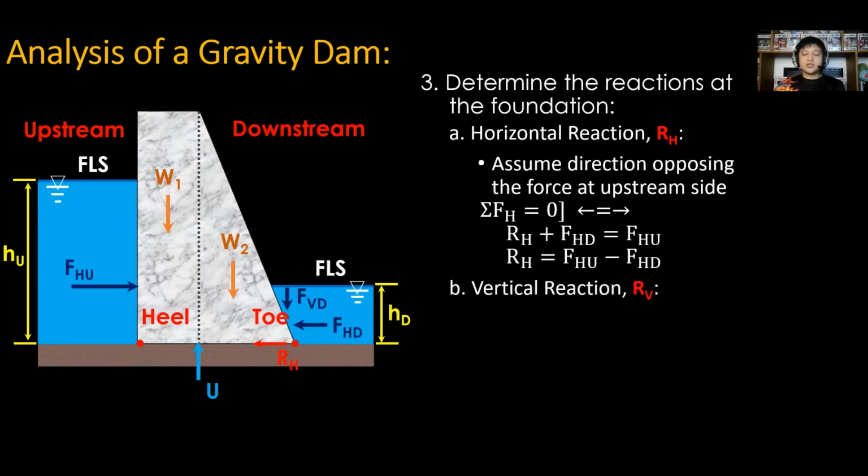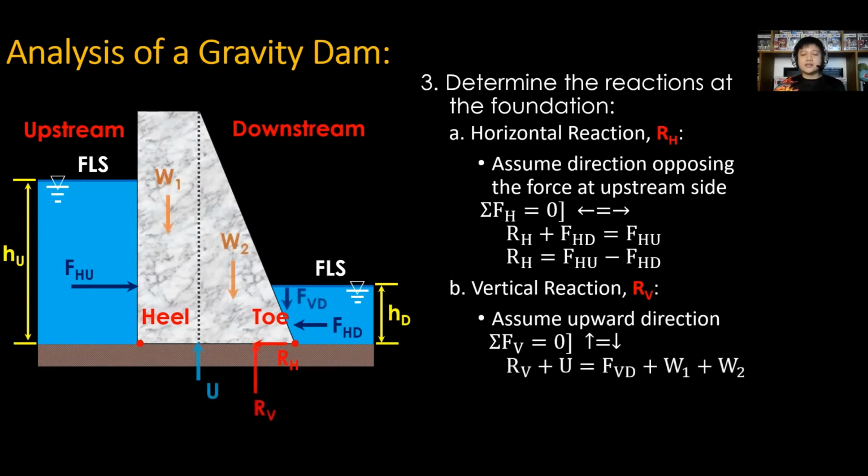For vertical reaction or R sub V, assume upward direction. Apply sum of forces vertical equal to 0. Upward equal to downward forces. Upward forces are R sub V and U, while downward are F sub VD, W1, and W2. Rearrange, therefore, R sub V is equal to F sub VD plus W1 plus W2 minus U.